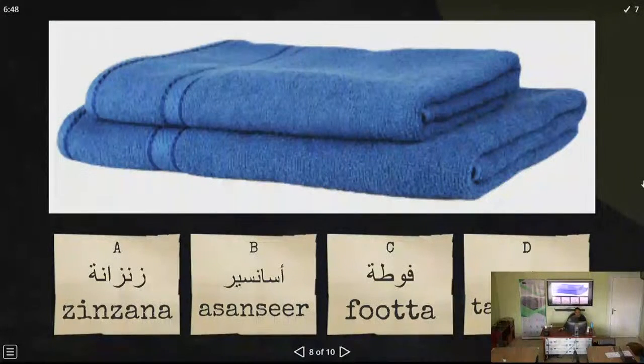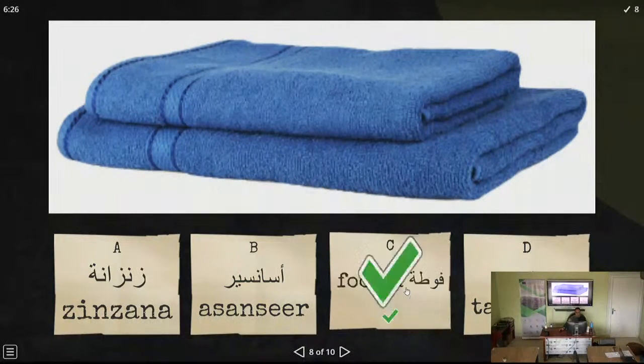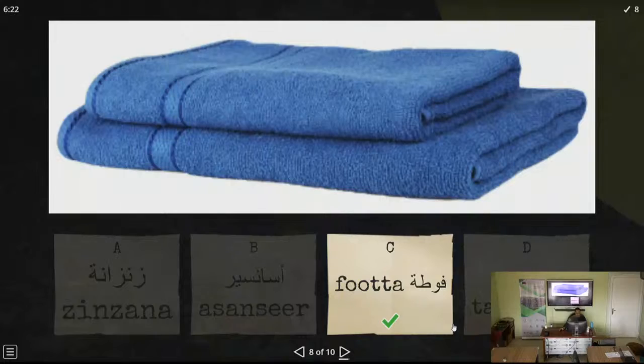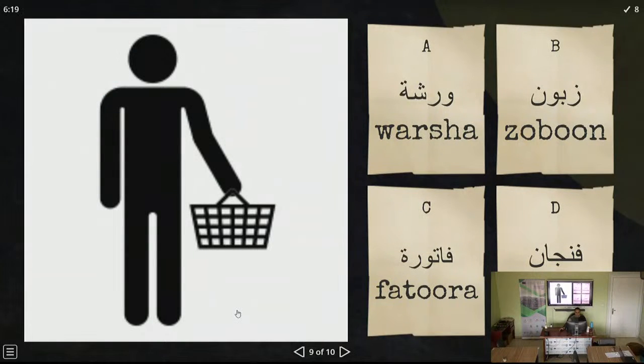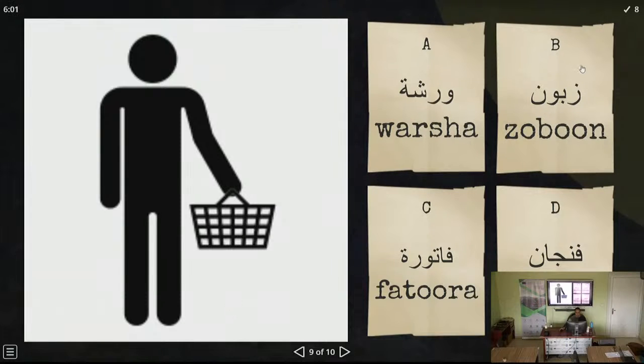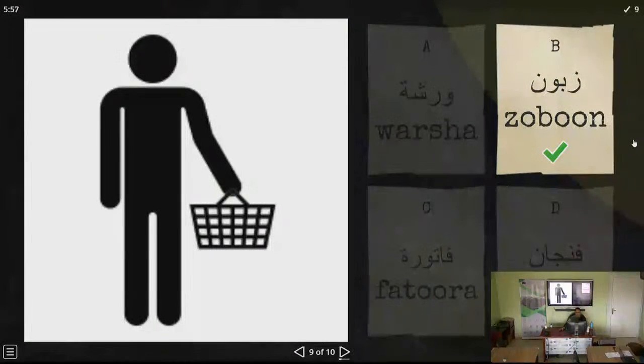Okay, and what about this one? Two to go now. Okay, so this is the word futa of Coptic origin. And what about this one? Okay, so this is the word zubun, a Turkish word.